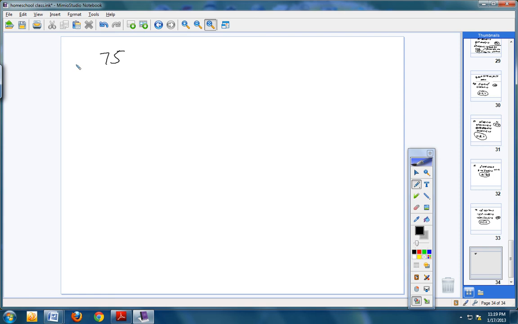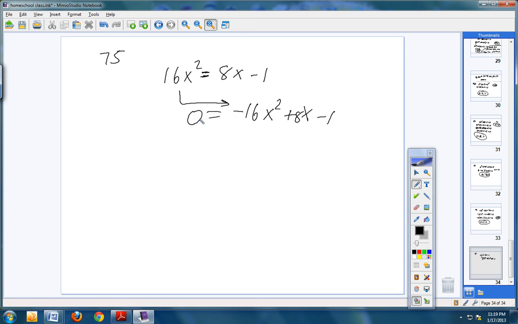So number 75, let's see if I can find that in the book. Here we go. 16x squared equals 8x minus 1. Now, step 1 says to get one side equal to 0. Common sense would say it's easier to move a 16x squared over here and make it negative 16x squared plus 8x minus 1. Please don't do that. Please do not do that. When you do that, you then have a negative first term, and then you have to factor out a negative sign. It really becomes tough. Anytime you can make that first term positive or leave it positive, do that.